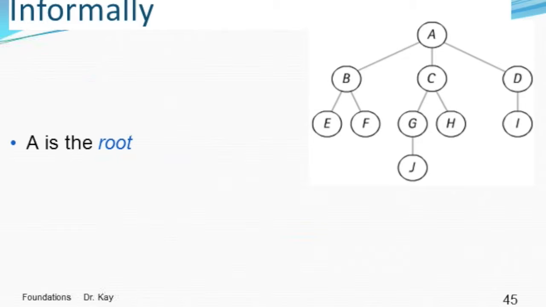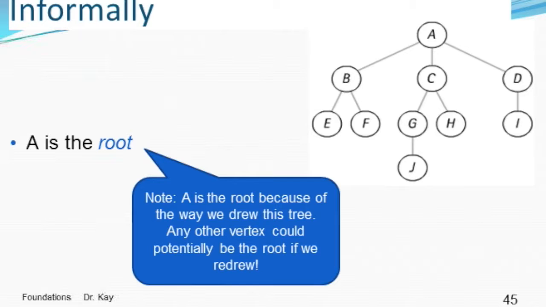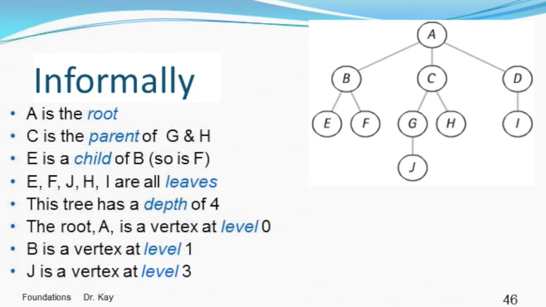Informally, here's a picture of a tree, and you can see that A is at the root of the tree right now. Of course, we've drawn this tree with A at the root, but if I grabbed the tree by, say, that B vertex and gave it a good shake, we could draw it so that B was the root of the tree. So the root of the tree is dependent on either how you draw it or how you define your tree. Informally, we'll call A the root of our tree.